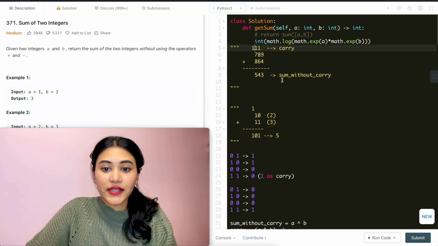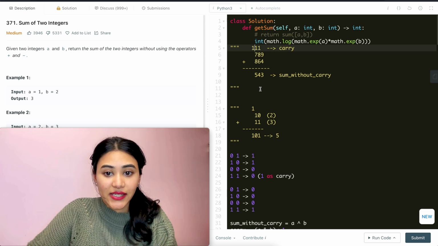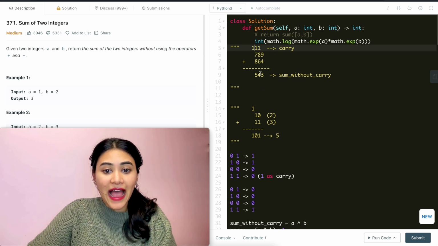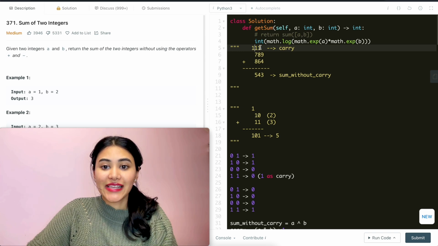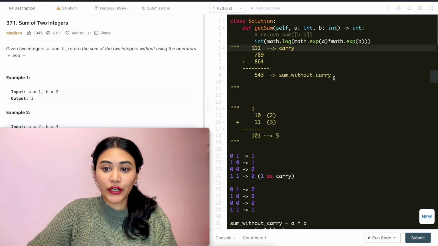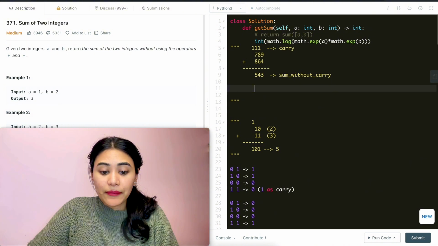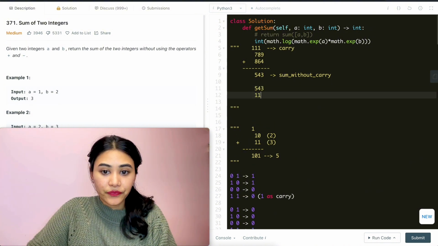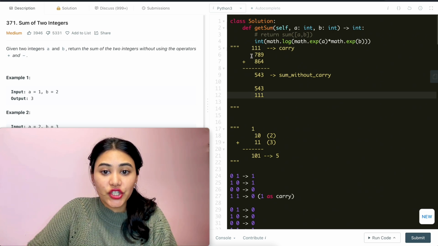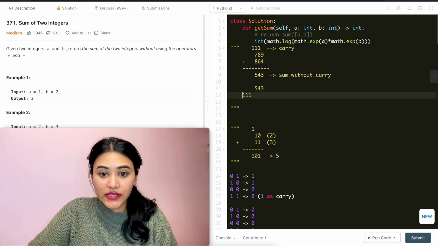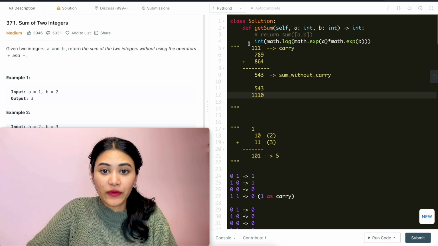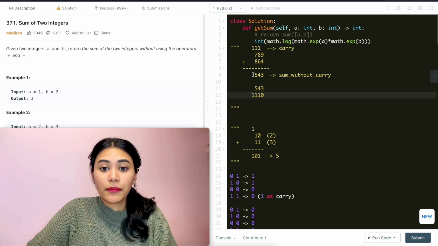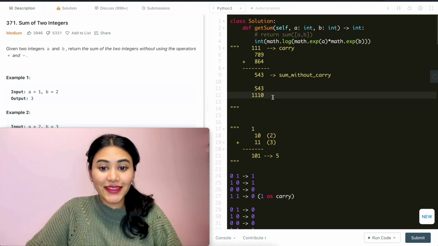So now we have a sum without carry and a carry, but remember, we wanted to add the carries to the sum we would have had otherwise. So what we're going to do is add the carry and sum without carry together. So what I'm going to do is I'm going to add 543 with 1, 1, 1. Except this needs to be shifted over by 1, right? So it's going to be something like this. And this is just going to be a 0 over here. We have 1, 1, 1, 0 plus 543. And we're going to repeat the same thing again.